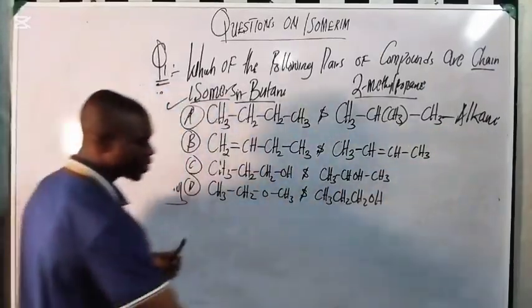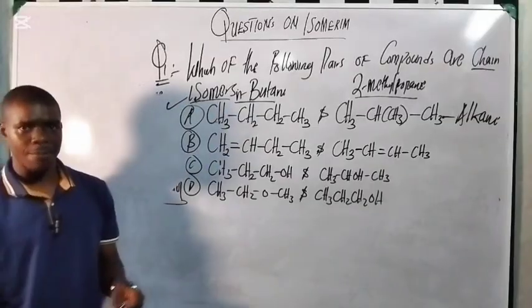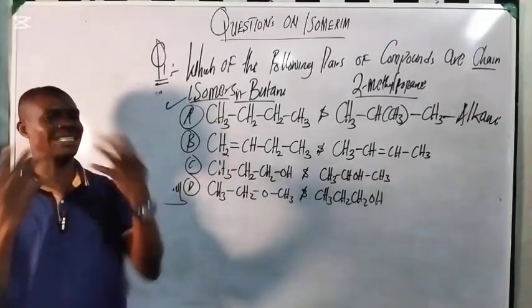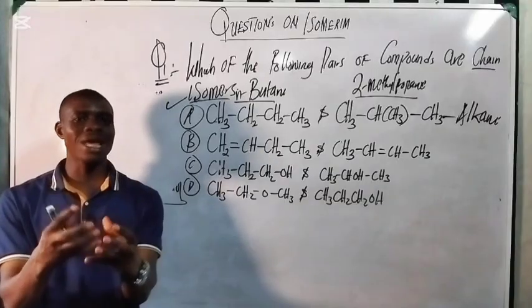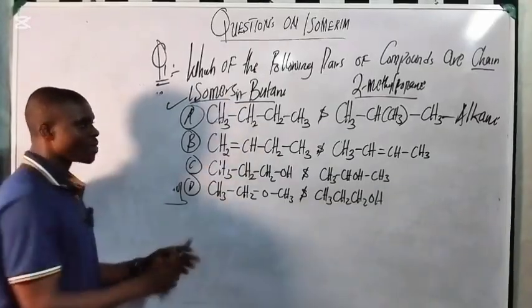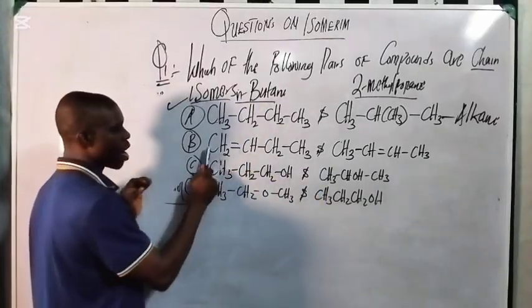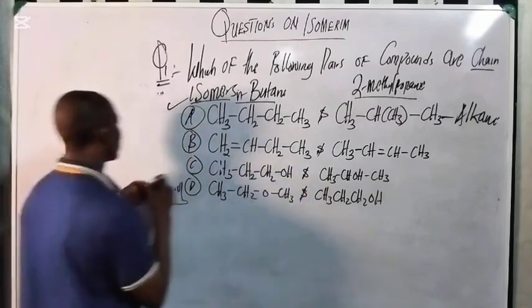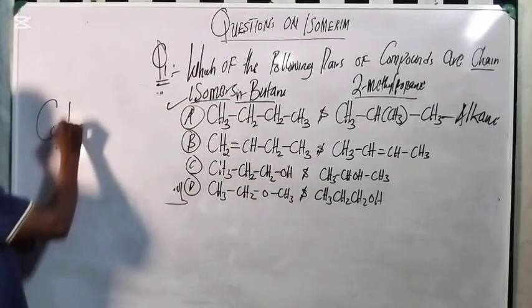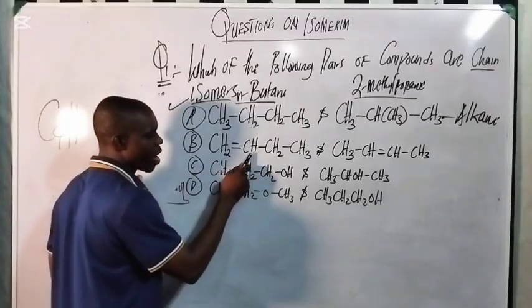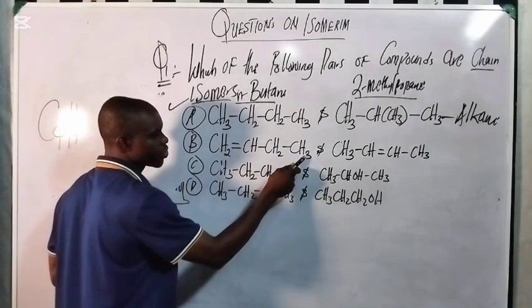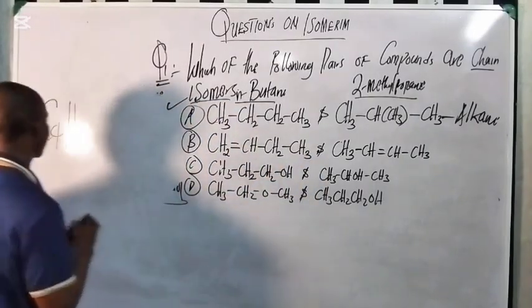Therefore, you have to ask yourself: do they have the same molecular formula? That's the question you need to ask yourself before you can answer, before you can start asking any question. Now, how many carbons do you have here? 1, 2, 3, 4. C4H, right? How many hydrogen? 2 plus 1, 3 plus 3, 6 plus 2, 8.